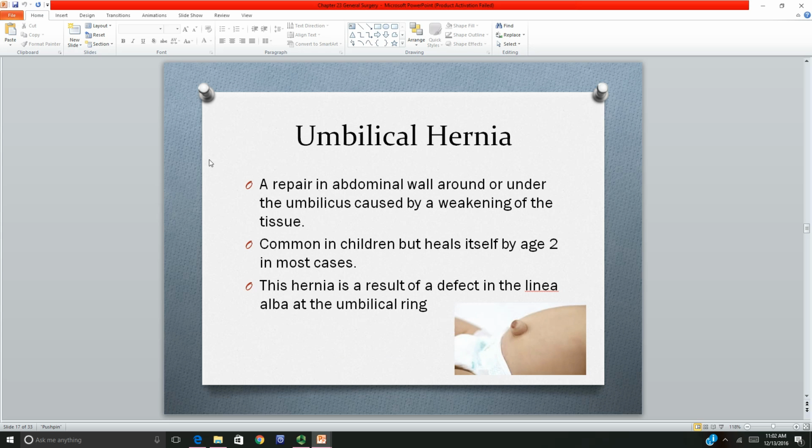Umbilical hernias are a defect at the umbilical ring, seen in infants and adults. Umbilical hernias are hernias around or under the umbilicus or belly button. These can be common for babies, but often resolve themselves without surgical intervention. They are not very common in adults, but when you do see them, they're most likely incarcerated.